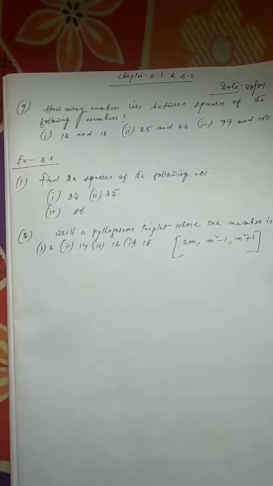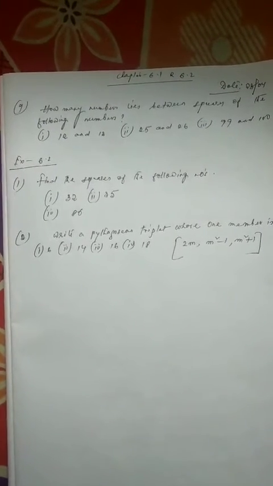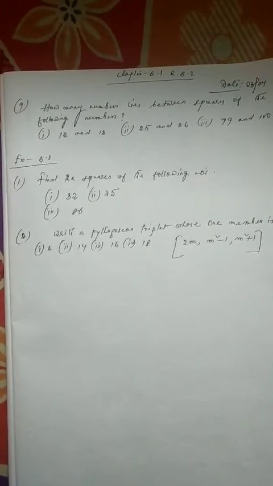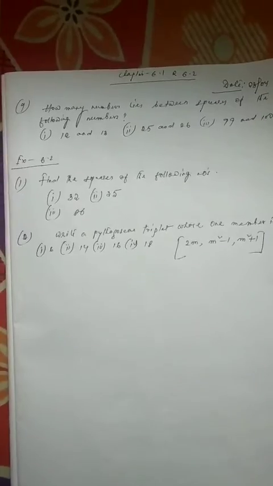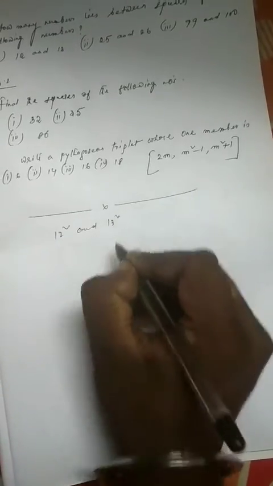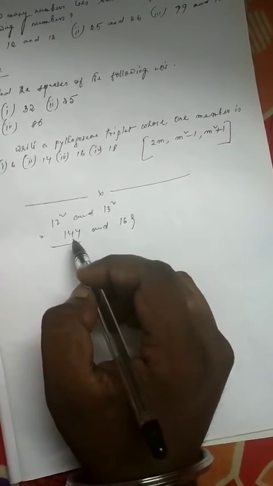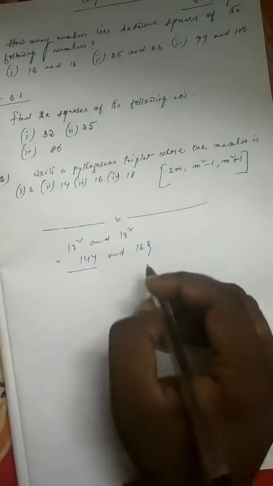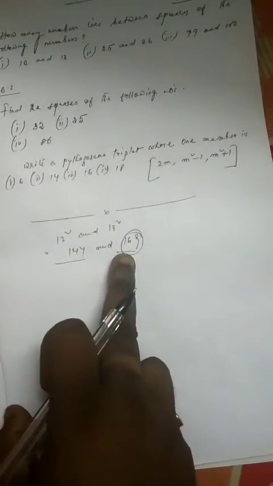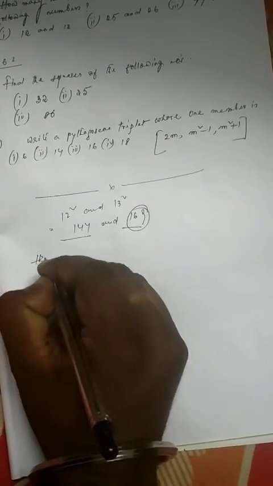In almost the last question of exercise 6.1, the question was, how many numbers lie between the squares of the following numbers? How many numbers lie between 12 and 13? So children, we find the square of these numbers, 12 square and 13 square. 12 square means 144 and 13 square means 169. So the question is, how many numbers lie between 144 and 169? I'll write the numbers.